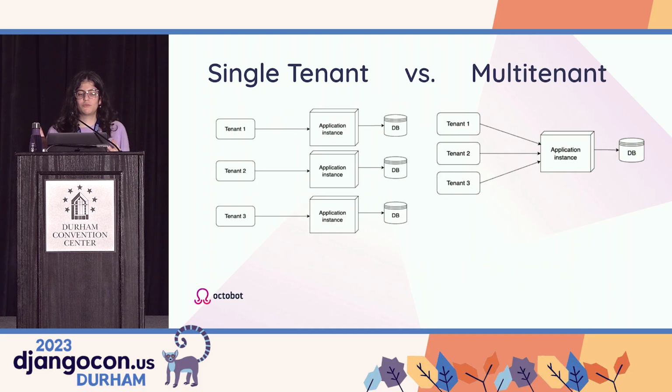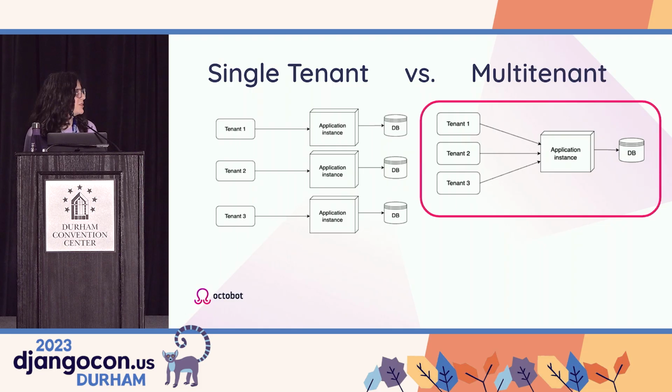So there are like two main approaches to this problem. First, you have a single tenant architecture where each tenant will have their own application instance and their own database. And so you have all your tenant stuff isolated, basically physically isolated. And then you have a multi-tenant architecture where basically you have all your tenants and they all share your application instance and your same database. And you have to implement the isolation at a logical level. And that's what we'll be focusing on today.